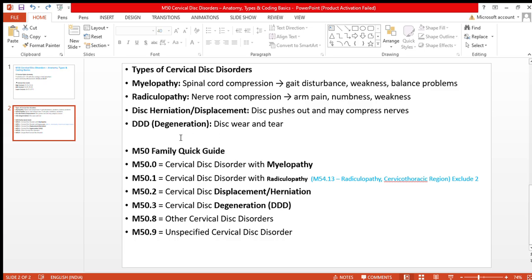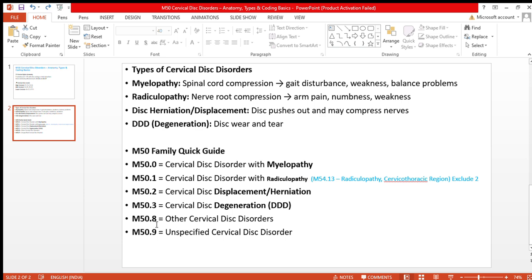Next is degeneration, or degenerative disc disease, or DDD. In that, over time, the disc wears down due to aging and daily stress. This is called degenerative disc disease or DDD. For cervical degenerative disc disease, we use category M50.3.